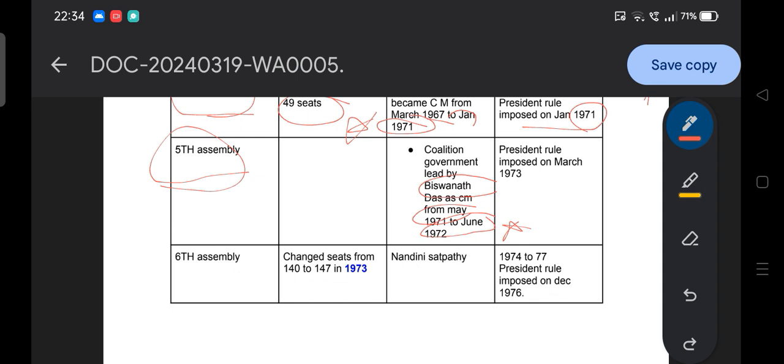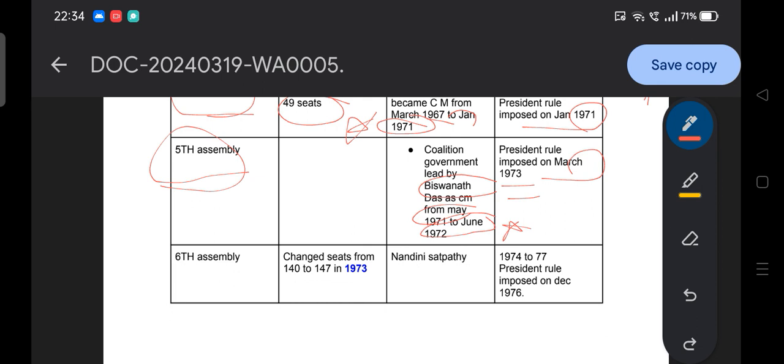So what question can they form? That President's rule was imposed in March 73. So for 73 they can also frame a question. They will write down the different instances of President's rule, put the chief minister of that time, and ask you to choose the correct and incorrect ones. So one possible question can come from there.